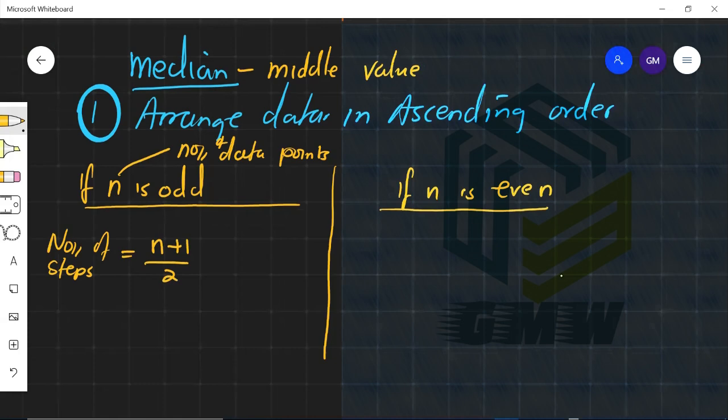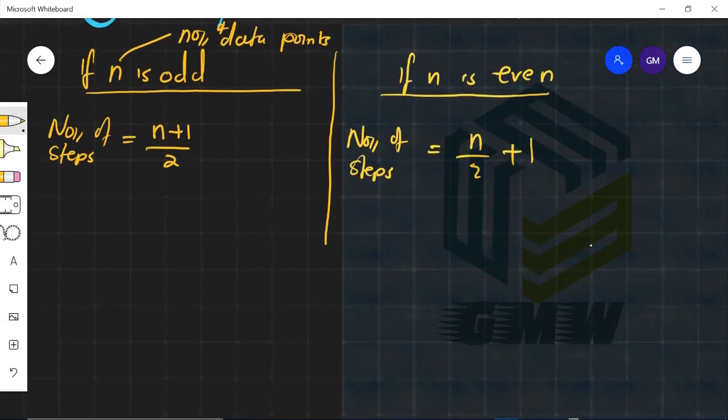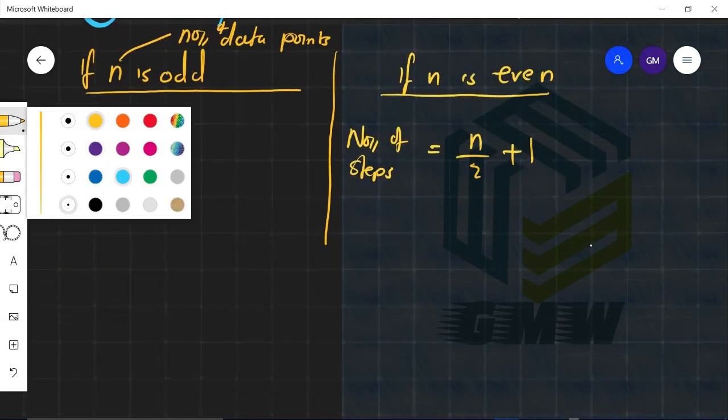But if the data points are even, even numbers are numbers that are divisible by 2 without leaving a remainder, right? The number of steps in this case will be n over 2 plus 1. Are we good? Can I give you a mini example?